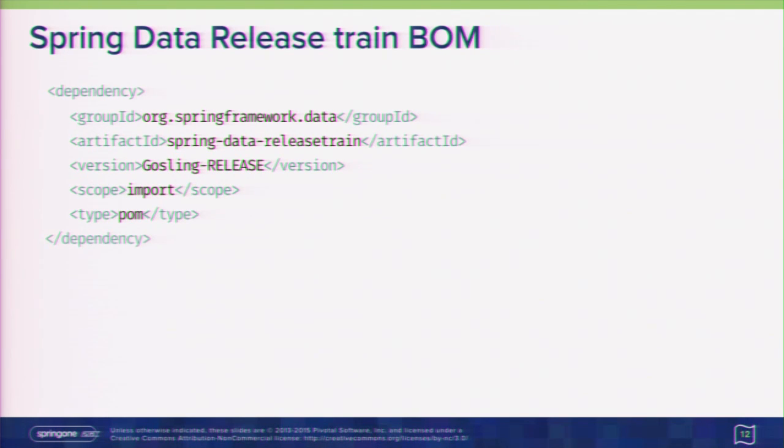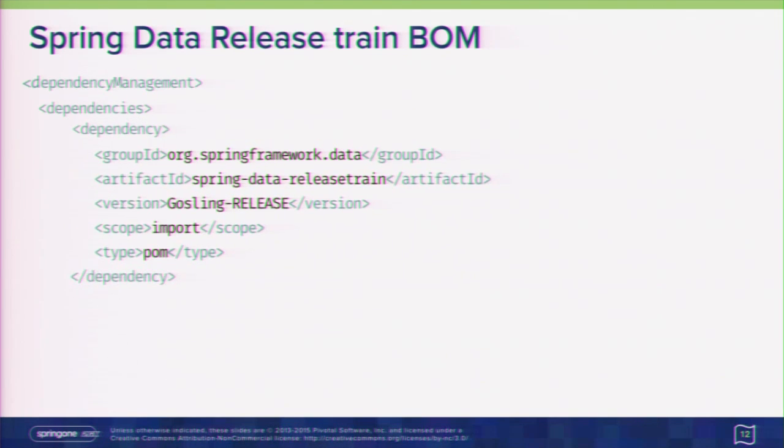And to make it really easy for you to pick up the versions, and so that you don't have to remember all of those versions, we offer you something that's called the release BOM. It's basically a POM file holding all those version numbers as properties, so you can override them later on. And all you have to do is enter the artifact ID, which is Spring Data release train, and then add the Gosling release or SR1 or the Fowler release, the one you choose. And then add that to your dependency management section in Maven.